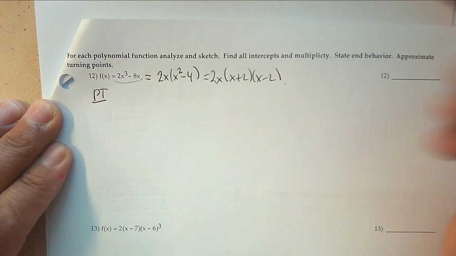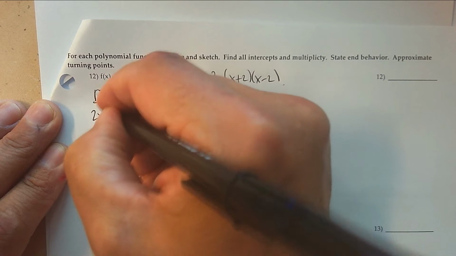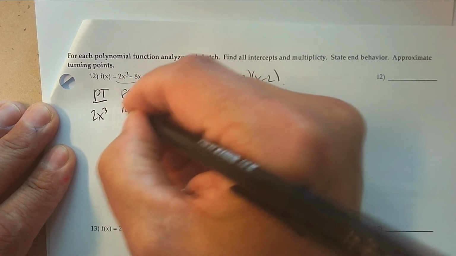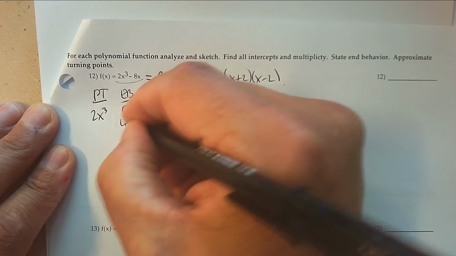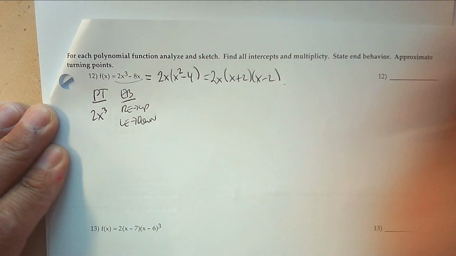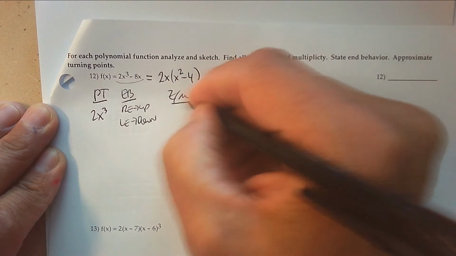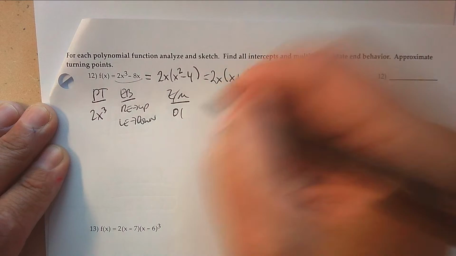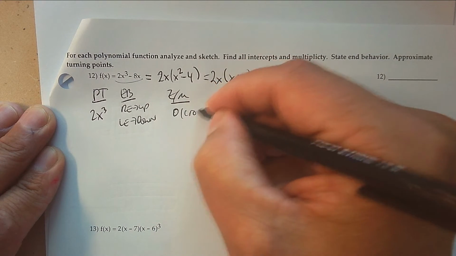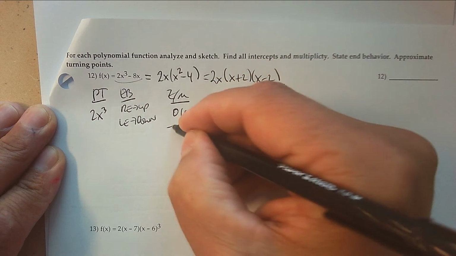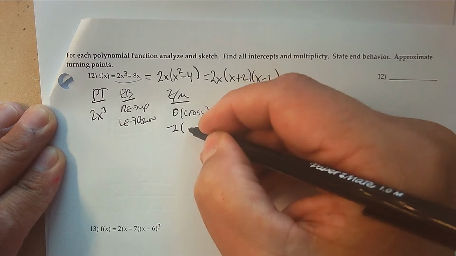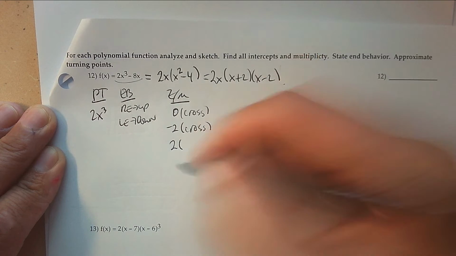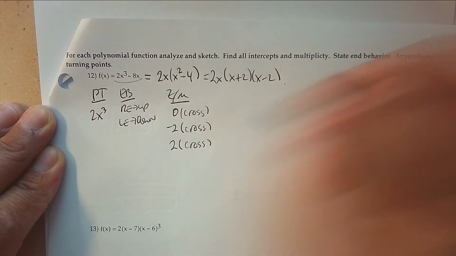So the power term then comes from the expanded form. It's positive with an odd exponent. So that means the right end goes up and the left end goes down. The zeros in multiplicity come from the factored form. So 2x gives you 0, and the exponent is 1 that you don't see, so it's going to cross. The next factor, -2. And again, the exponent's odd. It's 1, so it's going to cross. And the last one's +2. And again, the exponent's odd that you don't see, so it's going to cross.